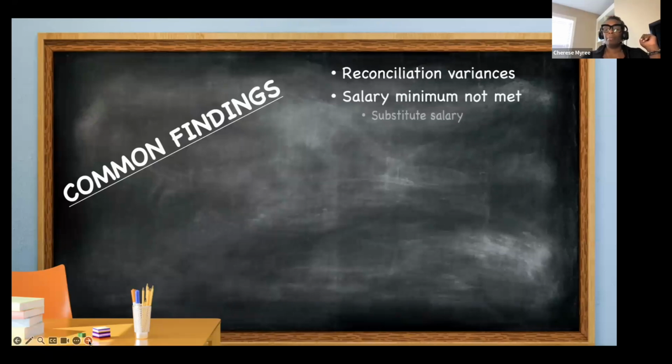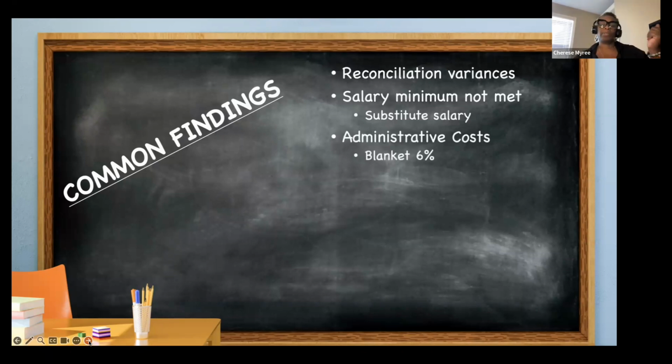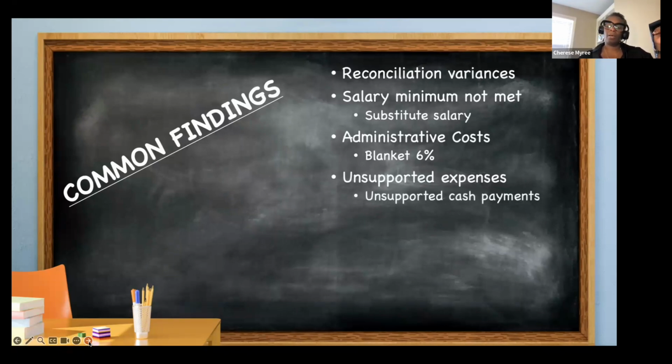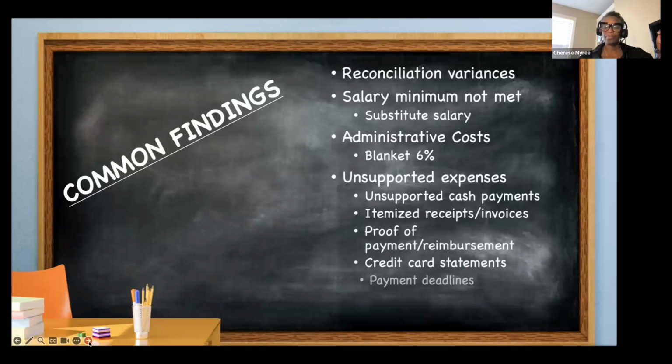Another finding would be the minimum not met, and a reason for that could be substitute salary being lower, or spending more on administrative costs than the required 6%. So you just take 6%, but you're not able to support it. If you don't have support for the expenses that you use money for, such as missing receipts, or you don't have canceled checks or credit card statements, or if you pay in cash and you don't have support for that, these are some common reasons why expenses are not supported. Or if you're not adhering to the payment deadline: if you are paying after the June 30th deadline, you don't get credit for that.